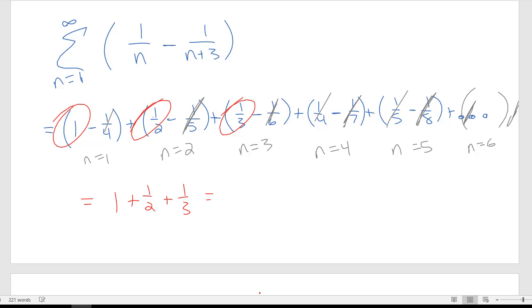And I guess I could get a common denominator there. The common denominator would be 6. So I'd get 6 plus 3 plus 2. So 11/6 would be the sum of that telescoping series.